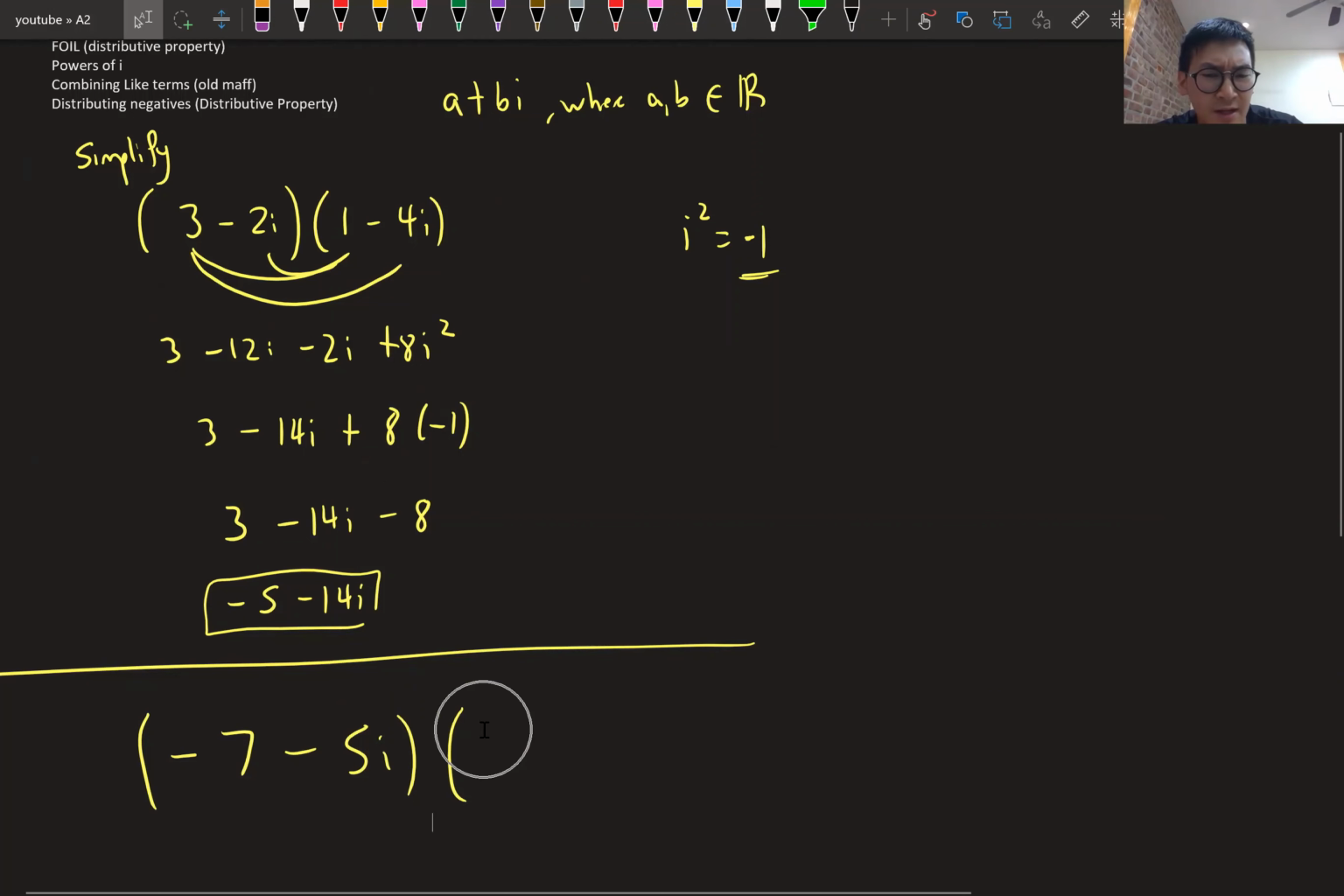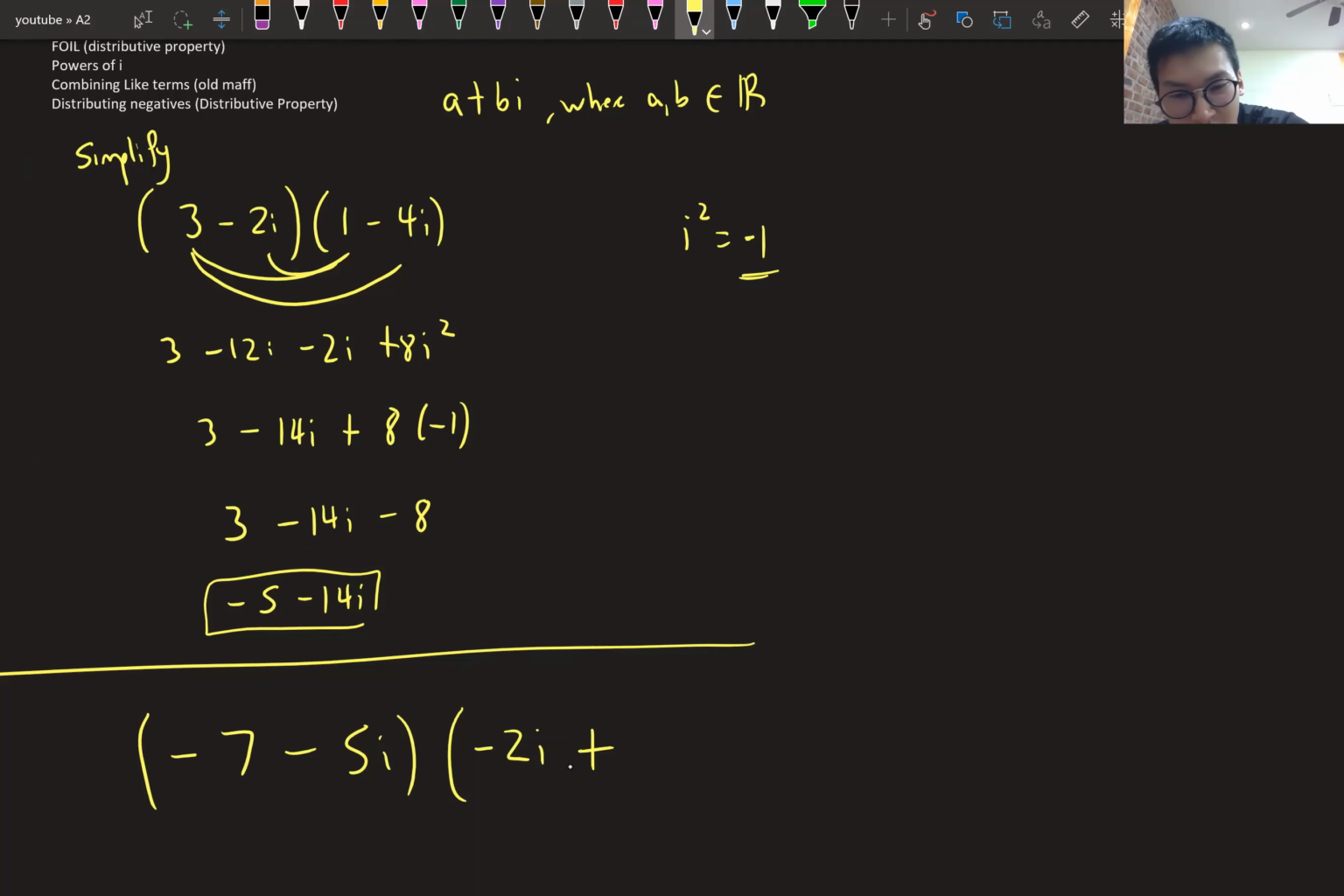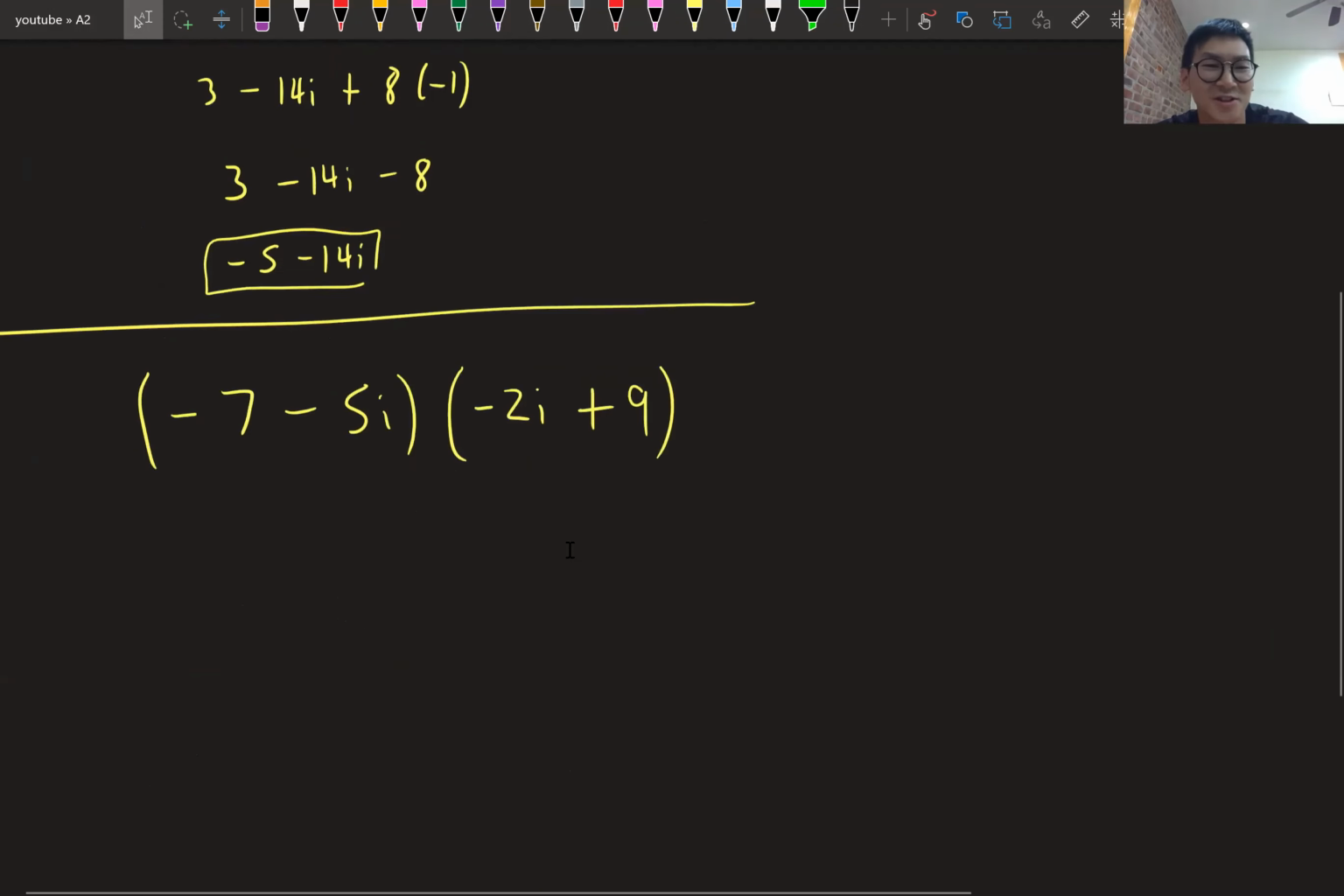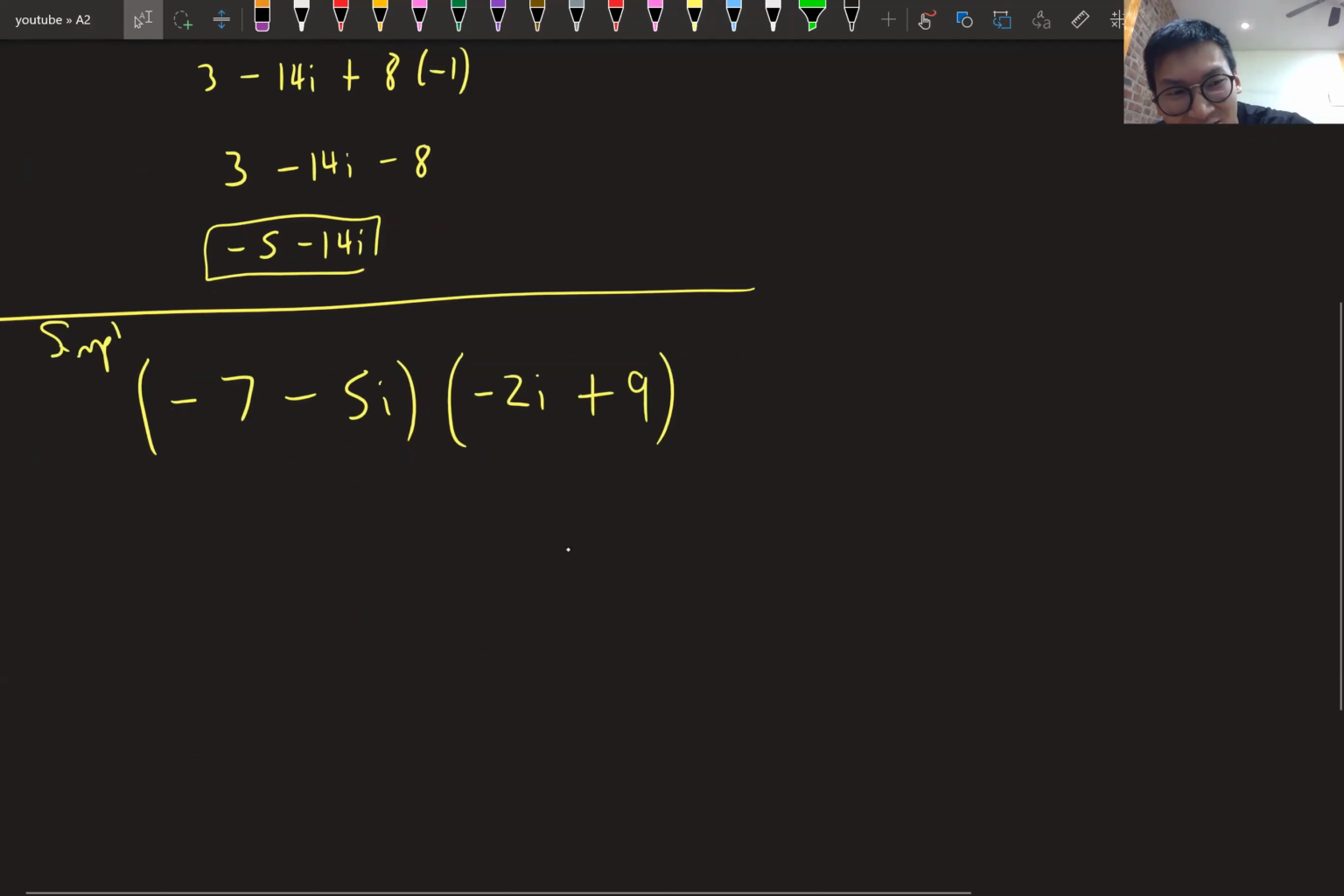Let me put an i term here in the front. So here I'll put negative 2i, and then a plus 9, okay? Thinking too hard. So simplify. Once again, you're going to FOIL this out, right?